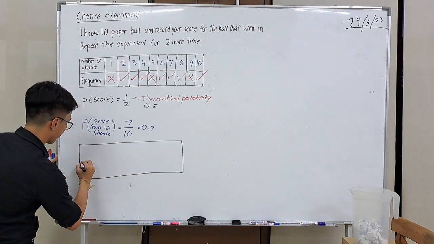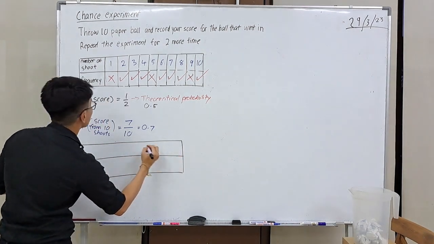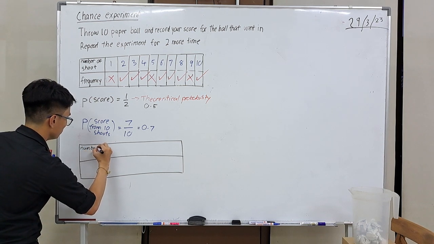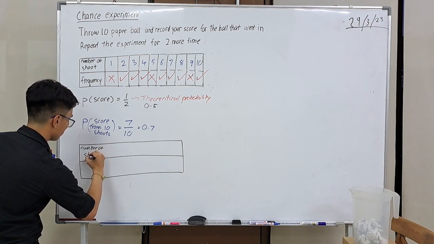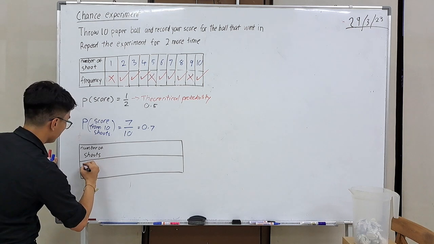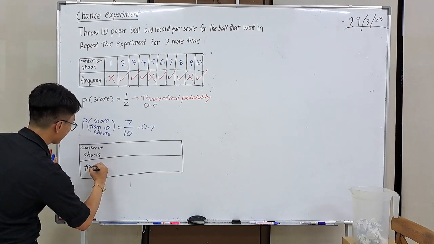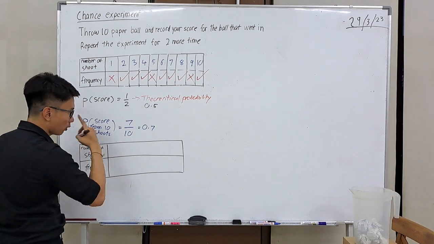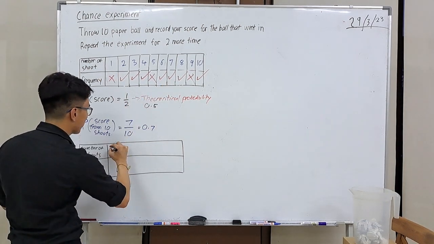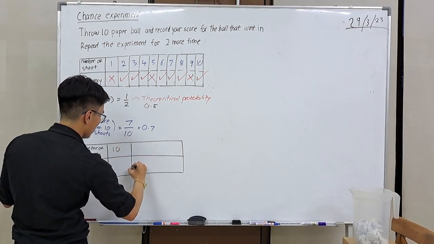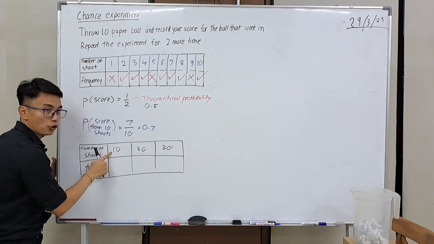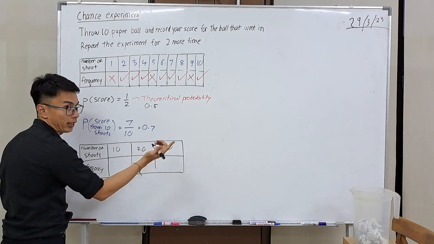Alright, so I'm going to record this. The first one is the number of shots and the frequency, how many times I score. I'm interested to find out how many times I score. So I'm not going to record individually, I'm going to record at 10, 20, and 30. This is my first 10 shots, my next 10 shots, and my next 10 shots, right?